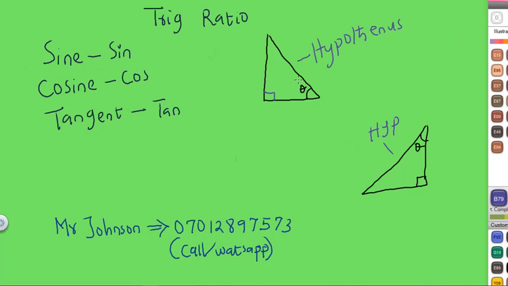After that, the next thing we'll go for is the opposite. The opposite is the side facing theta. So here, this is the opposite because this is facing theta. While here, we can assume this to be the opposite, right? But that's not the opposite, because the side facing theta is here, so this is our opposite. Opposite is the side facing theta, and the remaining leg is the adjacent.